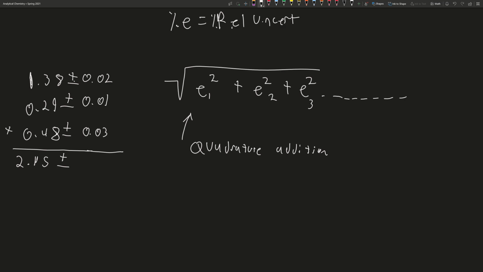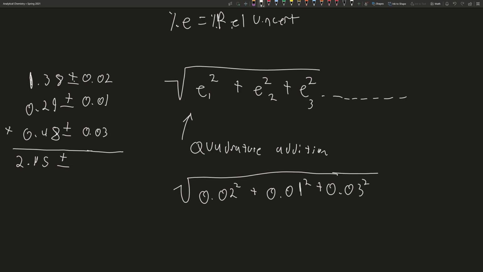And so if we do that, we'll get 0.02 squared plus 0.01 squared plus 0.03. We will perform this math. We get 0.037, because we only want the first digit. This comes out to 0.04. And we get 0.04 is our new value.